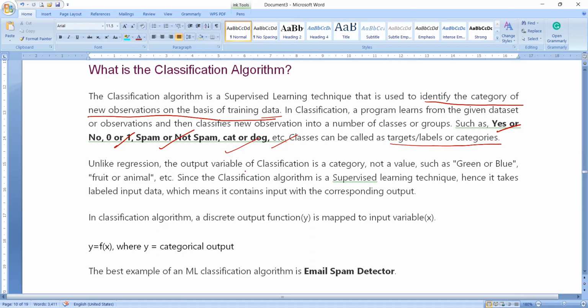Unlike regression, the output variable of classification is a category, not a value, such as green or blue, fruit or animal, etc. Since the classification algorithm is a supervised learning technique, it takes labeled input data, which means it contains input data with the corresponding output.